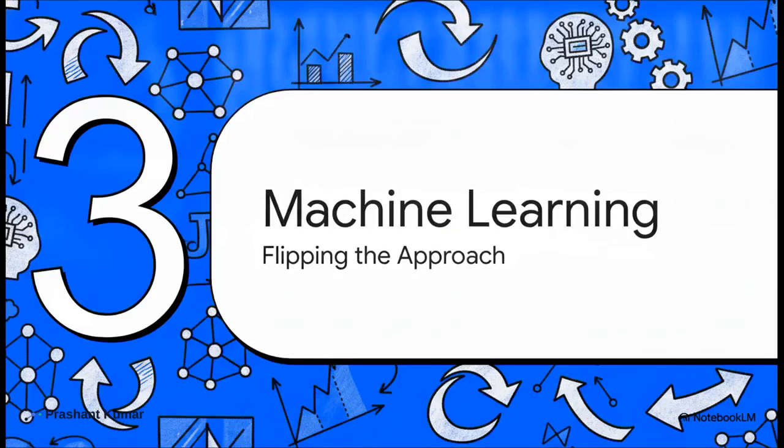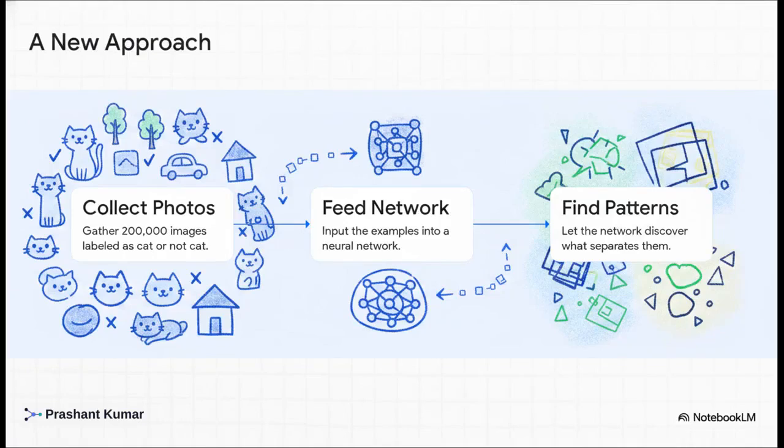Which brings us to part 3, the machine learning shift, flipping the approach. That exact realization leads us directly into the core concept of machine learning, which literally flips the entire engineering approach completely on its head. Let's see how this creates a totally new paradigm. Instead of painstakingly writing out the rules, you just collect examples, say 200,000 photos, and each one is clearly labeled cat or not cat. Then you just feed all of them into a neural network. And step 3, you let the network discover for itself what actually separates them.